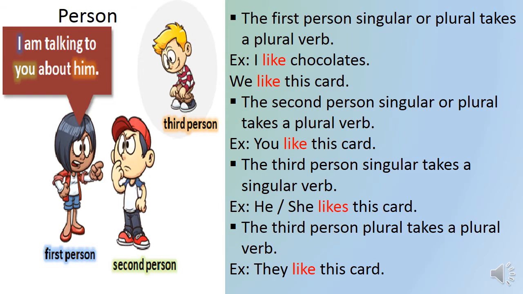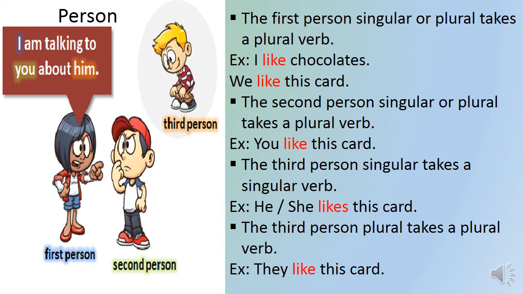So when the subject is you, it is always followed by the plural verb. So it becomes "you like this card." The next one is the third person singular takes a singular verb, and the third person plural takes a plural verb. So this is back to the basic rule.